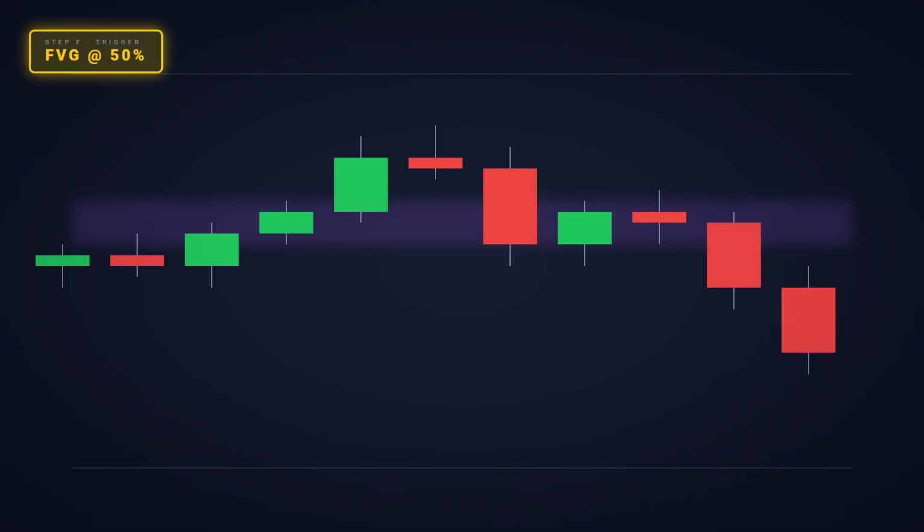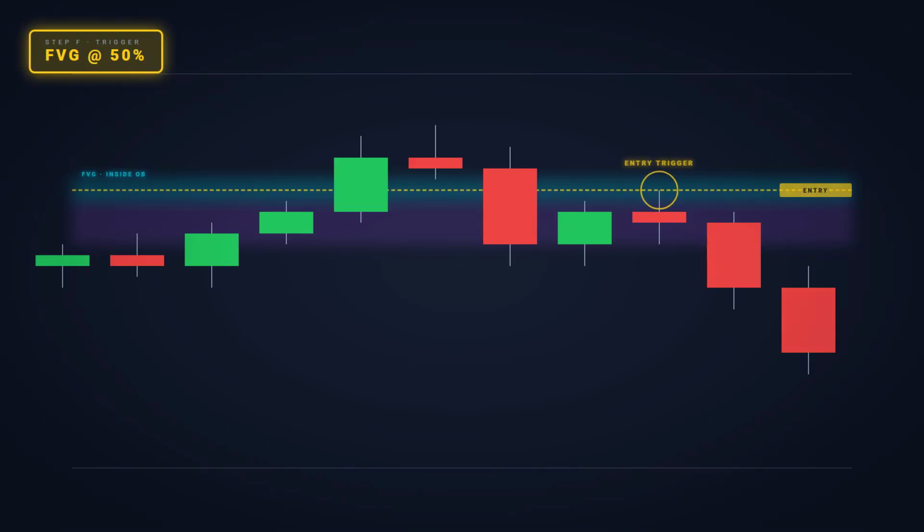Price is now inside the OB zone. Drop to the lower time frame and locate the FVG from the sweep impulse. The imbalance left behind when price moved aggressively into the liquidity above. That FVG is nested inside or at the boundary of the OB. Wait for price to reach the 50% level of that FVG. That is your entry trigger.